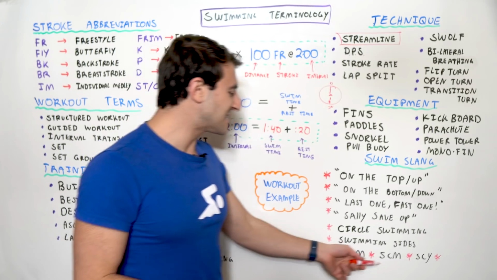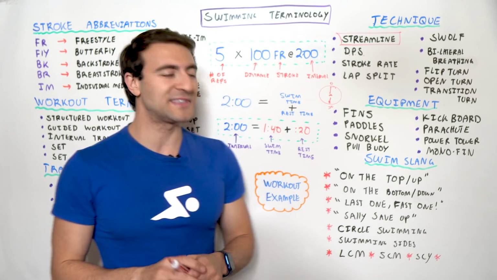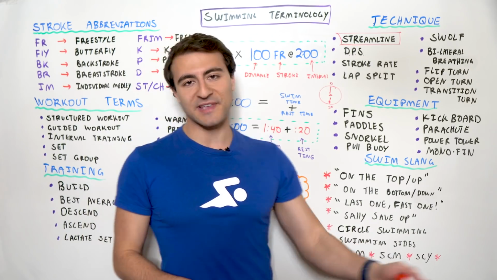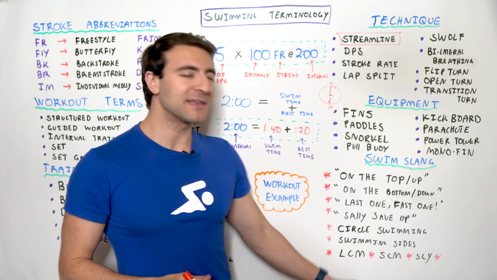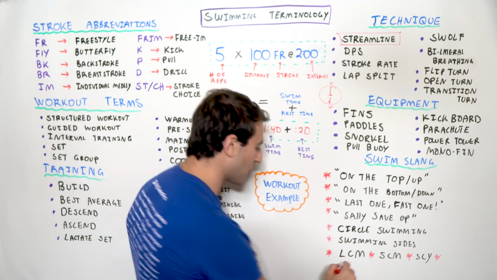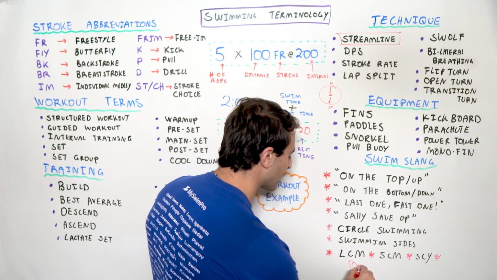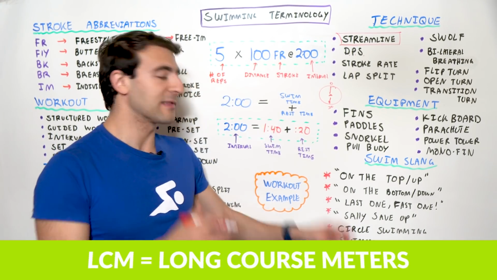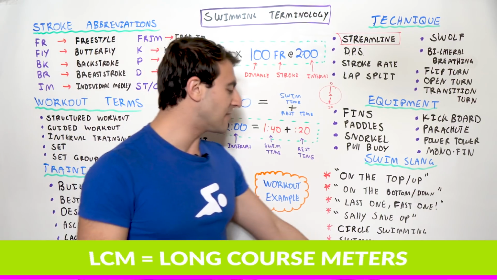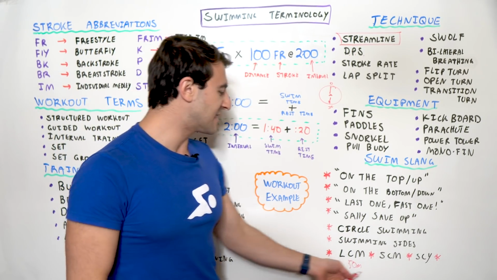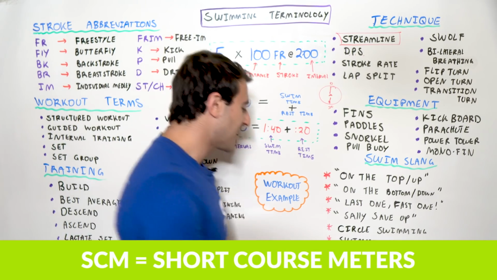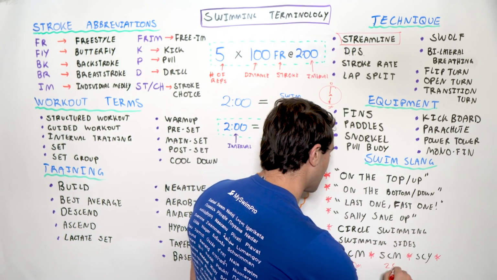Then you have LCM, SCM, and SCY. These represent the different pool lengths that you might see in the world. LCM is the Olympic standard, a 50-meter pool, and you're going to see that at the World Championships. It's often called long course. Then you have something called short course. Short course meters, SCM, is a 25-meter pool.